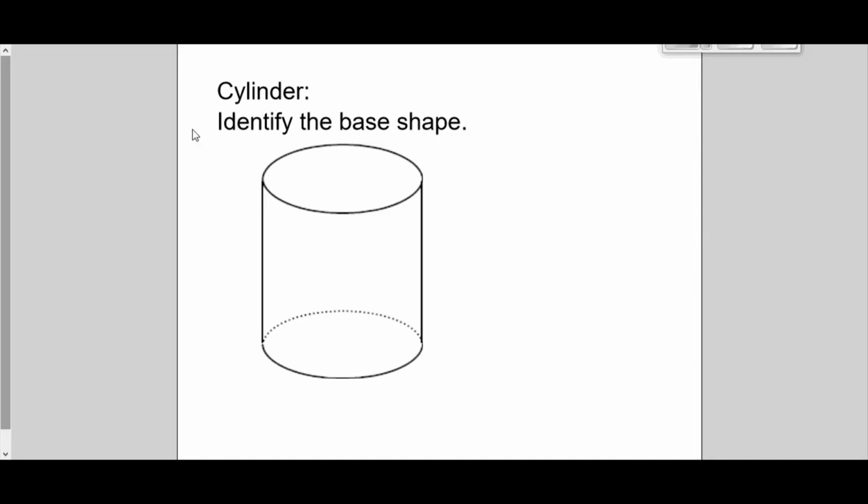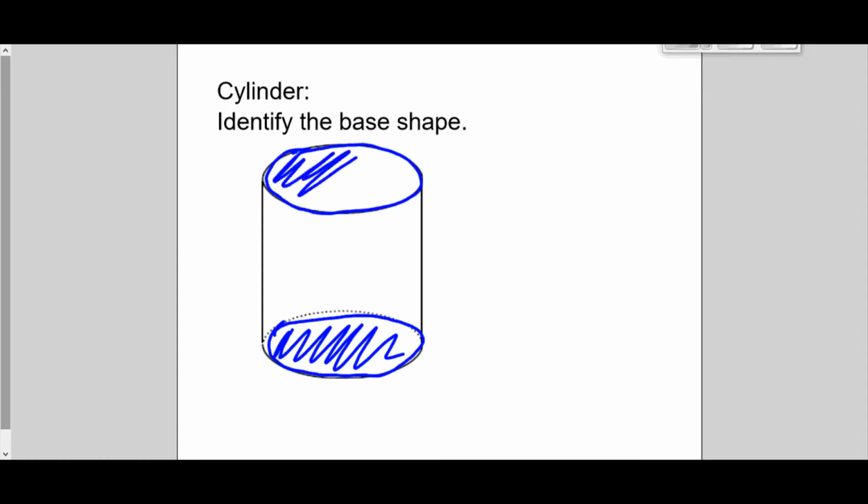The last shape, the last prism is a cylinder. So the cylinder is one where you have a base shape that's a circle. So here's the base here and here. And then your height is the distance between the two bases. So it's just between here and here. So purple is your height. Take a second and copy that down if you need to.